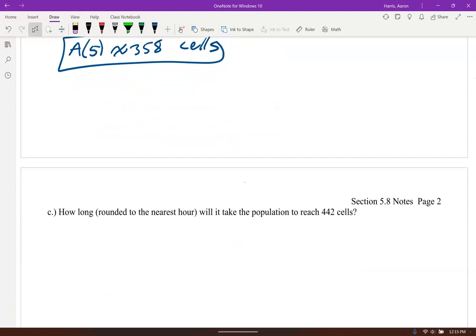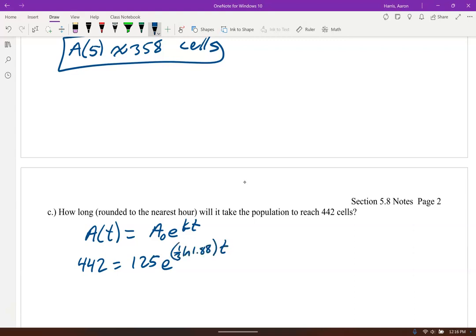Okay, so then, question C. How long will it take for the population to reach 442 cells? So we want 442 cells. We started with 125. Our k was 1/3 ln of 1.88. And we're solving for t, right?